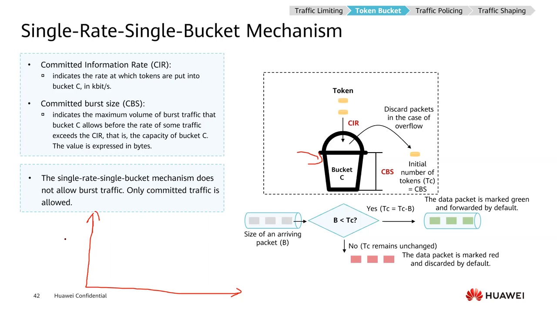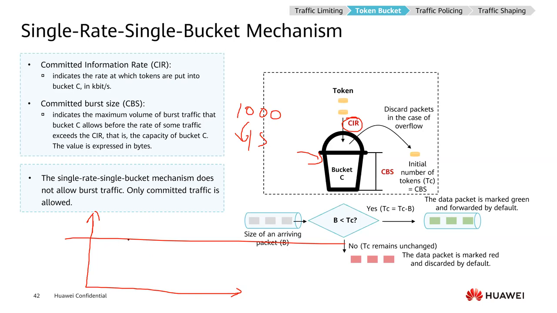Okay. So it's like this. The token bucket for the single rate single bucket will work like this. Based on the CIR, the device knows in 1 second how many tokens I totally need to put into the bucket. For example, 1,000 tokens in the 1 second need to be put into the bucket.